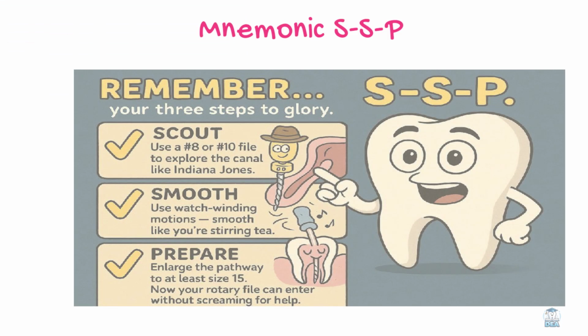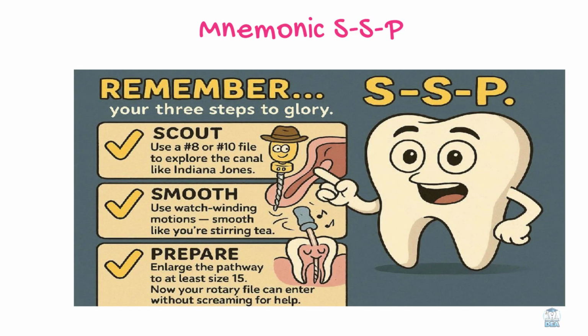S, scout the canal with a number 8 or 10 file like a brave explorer. S, smooth the pathway using a watch winding motion, gentle and controlled. P, prepare the path up to at least a size 15 before using any rotary file.